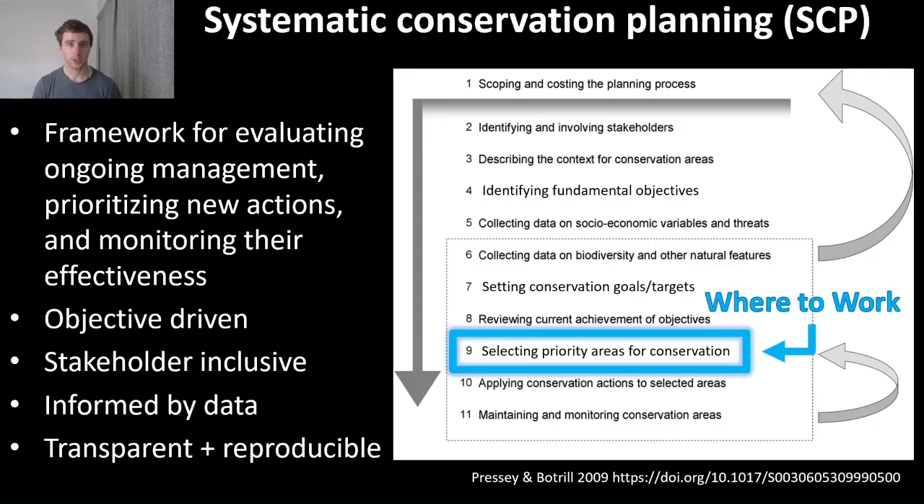And so the Where to Work tool fits in here at step 9, in selecting priority areas for conservation. What that means is, when you want to use the Where to Work tool, you need to have completed many steps previous to that in order to get the most out of it. You'll need to have already collected your data, already set your fundamental objectives, and already have an understanding of what your conservation goals and targets are. When you have all that ready to go, then the Where to Work tool can potentially be useful for you.